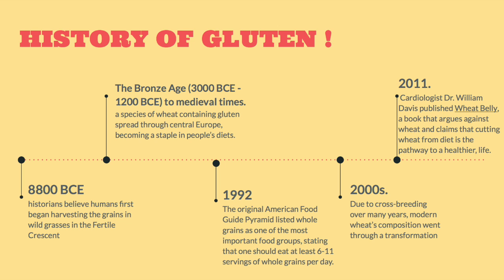Then in 1992, the original American Food Guide Pyramid, created by the U.S. Department of Agriculture, listed whole grains as one of the most important food groups, stating that one should eat at least 6 to 11 servings of whole grains per day. This further solidified the presence of wheat and other grains in the American diet.